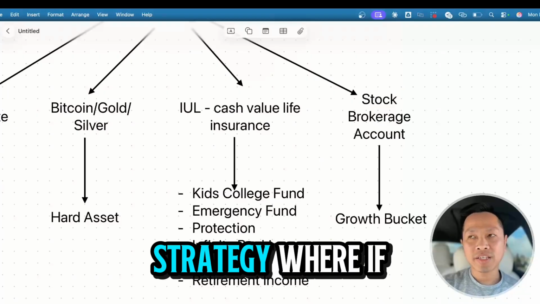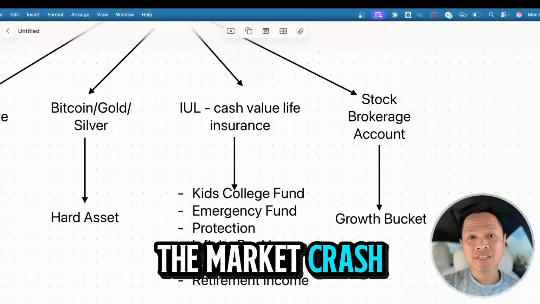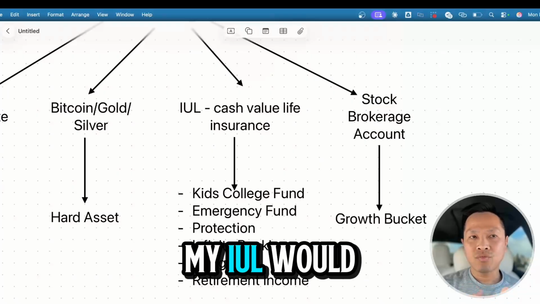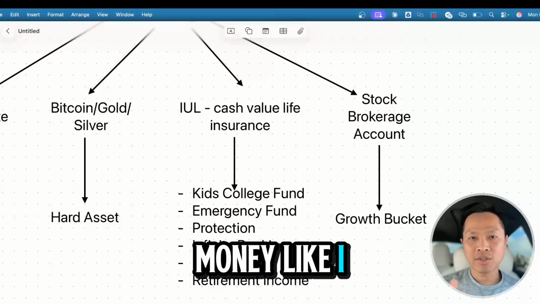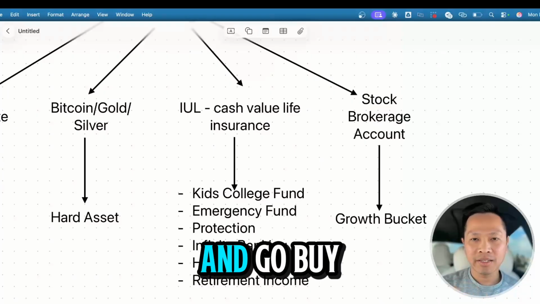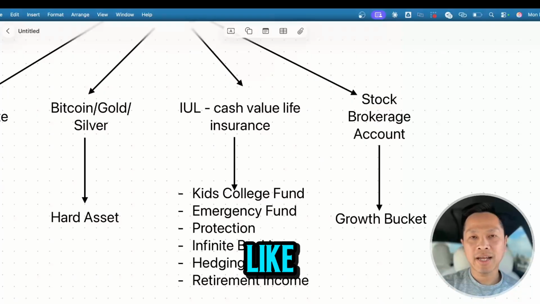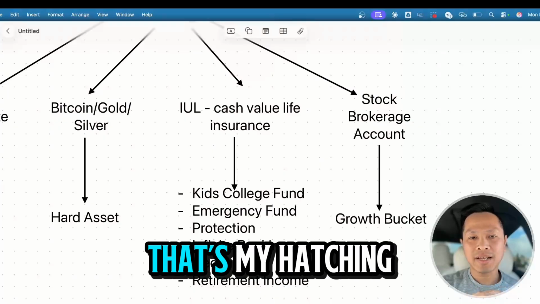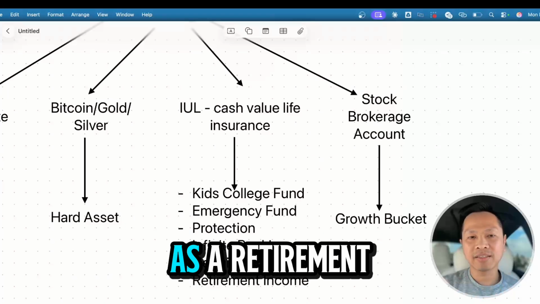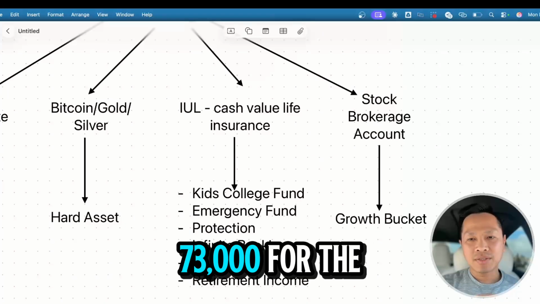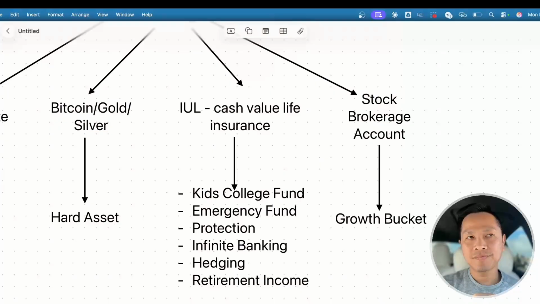As a hedging strategy, if the market crashes, which it does once every few years, my IUL would not lose any money like I showed you, but then I can pull out the money from there and go buy stocks that I like, stocks that are long-term cheaper. So that's my hedging strategy, and it serves as a retirement income for me. 73,000 for the rest of my life.